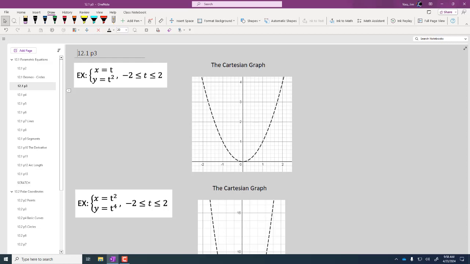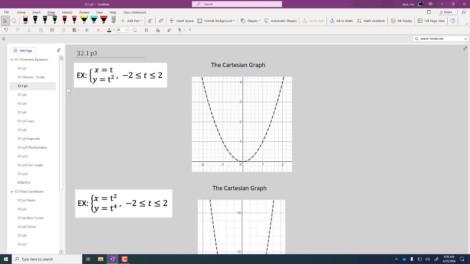What are y'all getting for your Cartesian equation? Y equals x squared. Totally obvious, right? You're eliminating the t. How do you know? What's that? How do you know what? Like, I don't even know where to start.